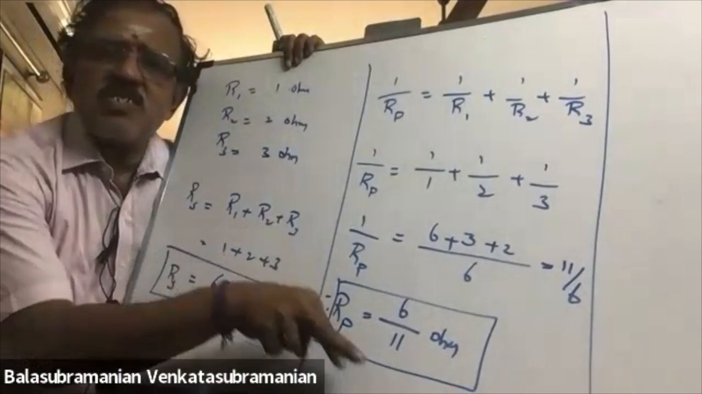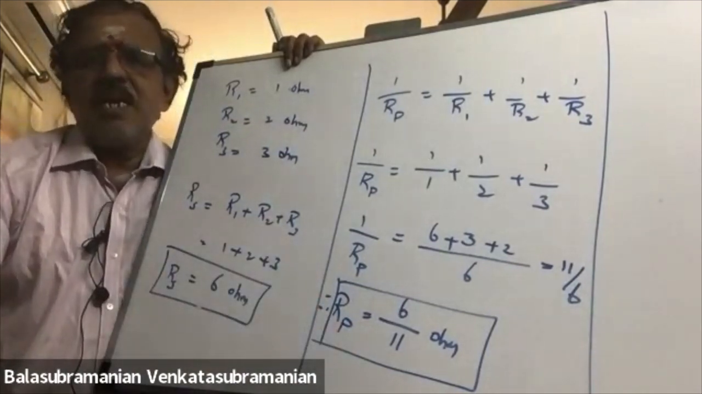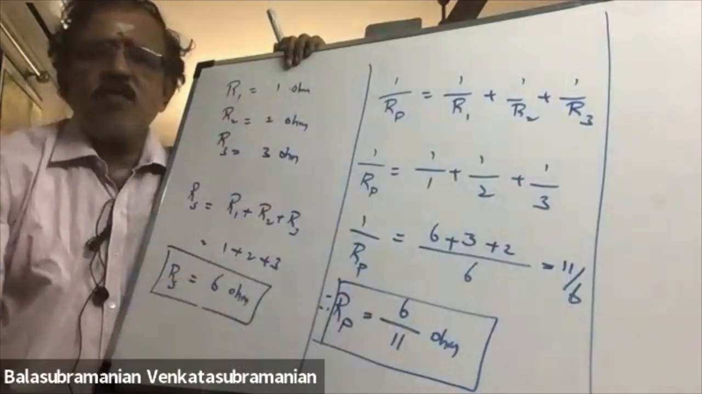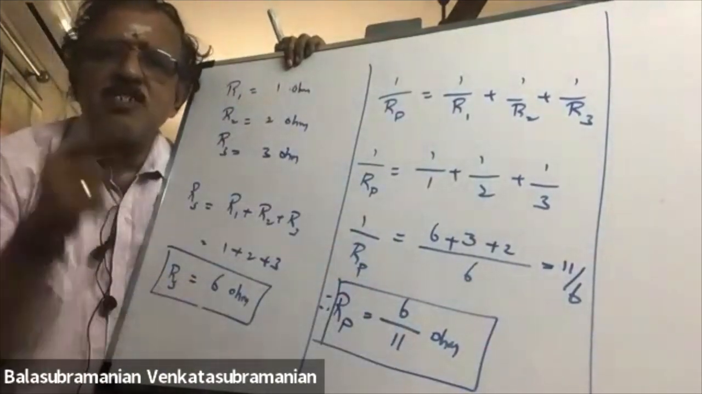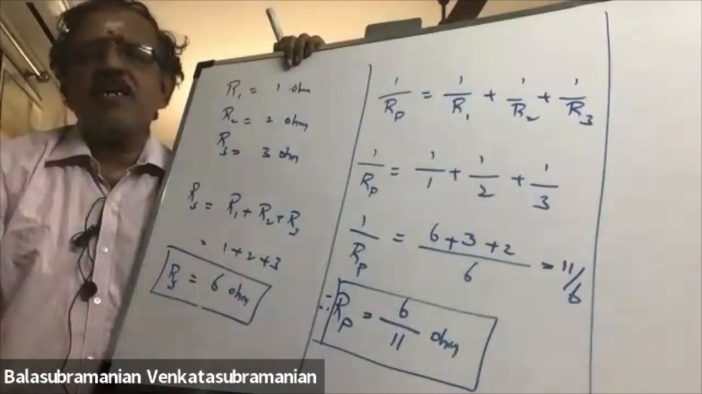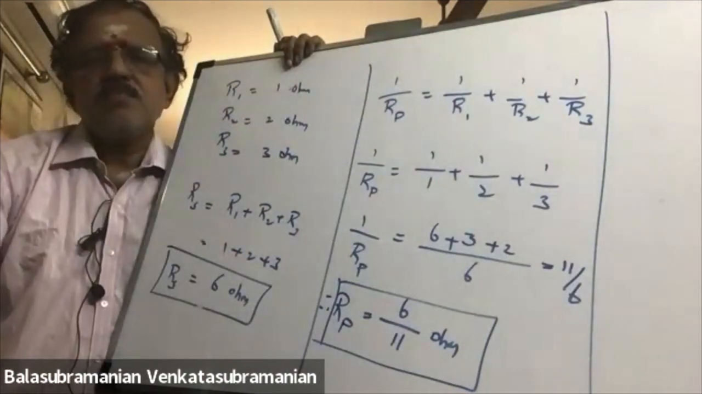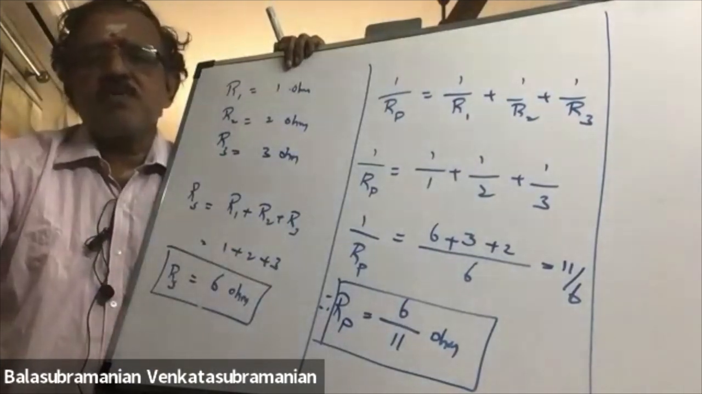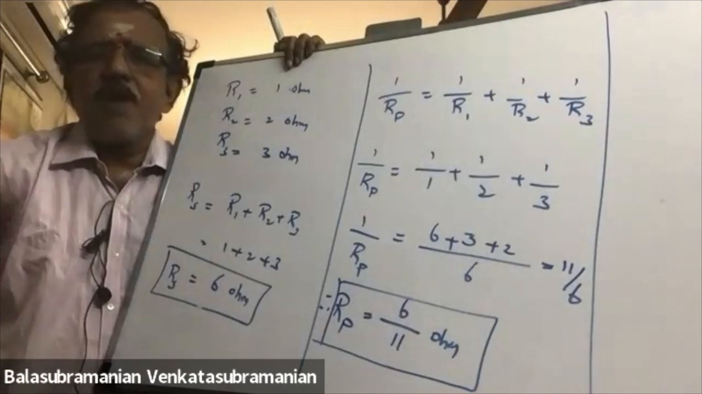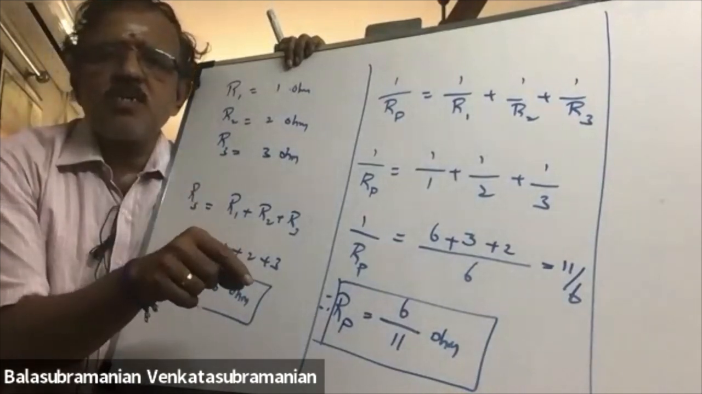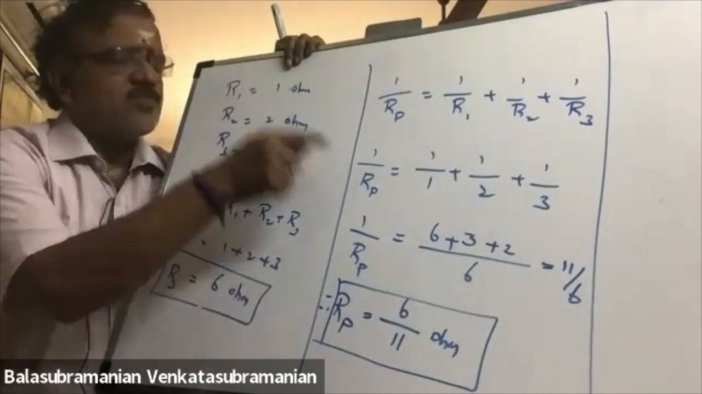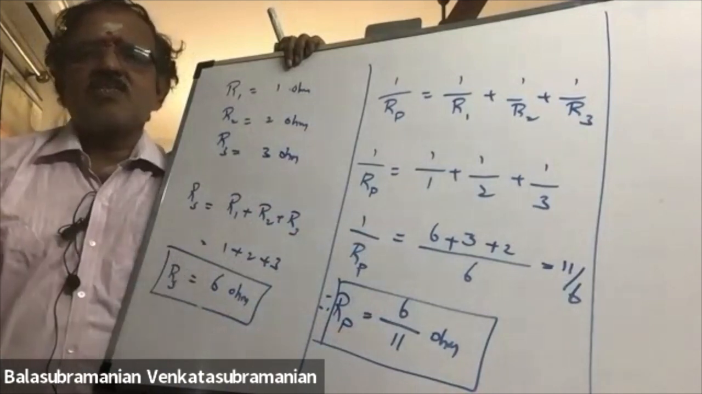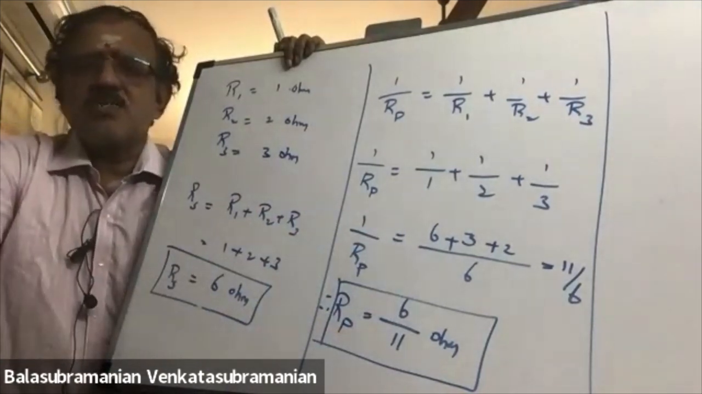Lesser than the least. Least value of resistance is how much? 1 ohm. What is your answer of Rp? 6 by 11. 6 by 11 is less than 1, 0.5, 0.6 something. But 0.5 ohms, 0.6 ohms is lesser than this 1 ohm. So lesser than the least if it is in parallel, greater than the greatest if it is in series.